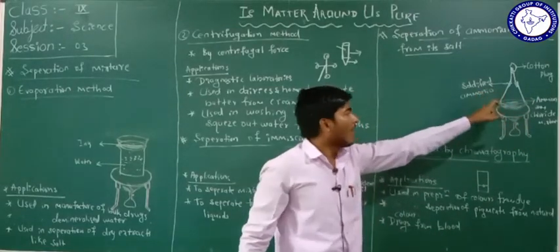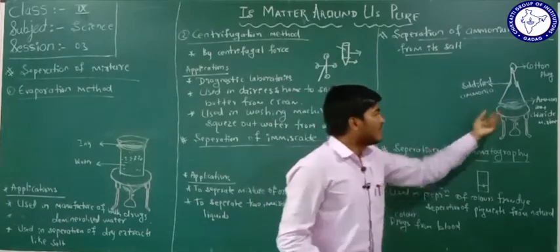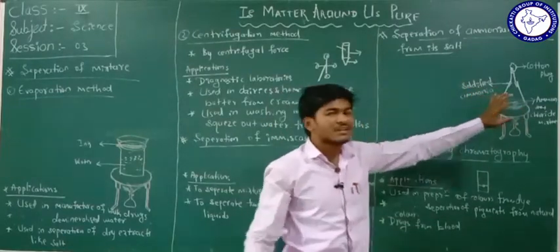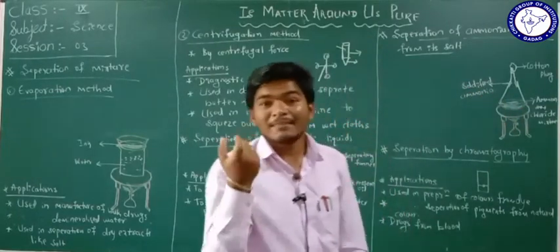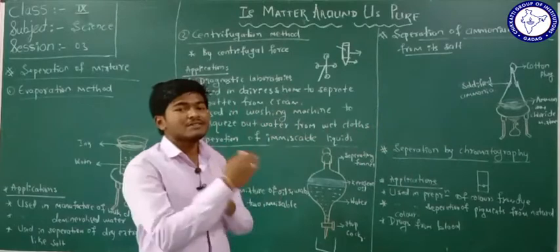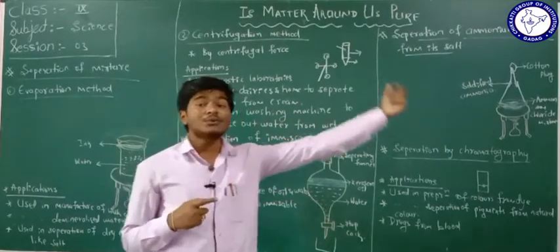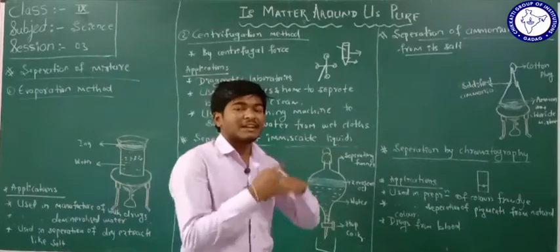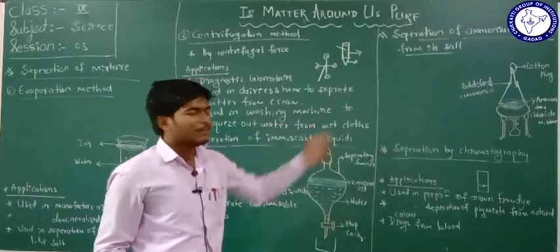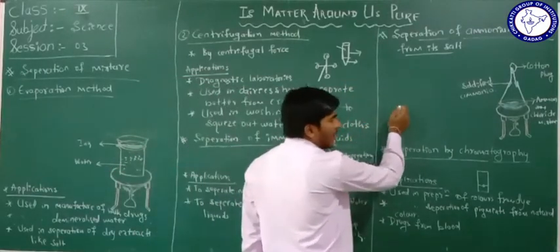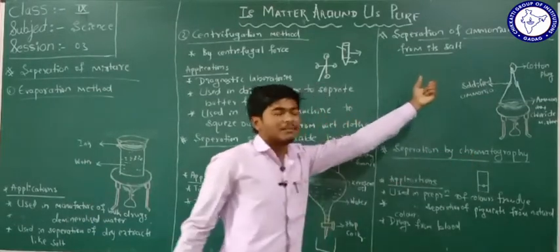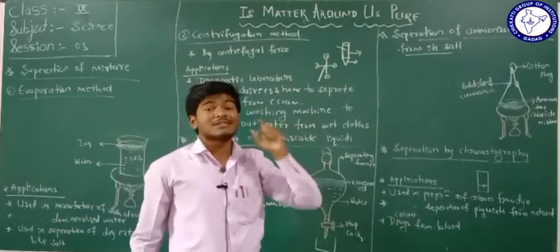What happens here? Ammonium chloride doesn't liquefy. Why? Because it shows the sublimation property. What is sublimation? You already know what sublimation is. Sublimation is nothing but the change in the state of a material directly from solid to gas, without converting into liquid. So ammonium chloride shows the sublimation property.